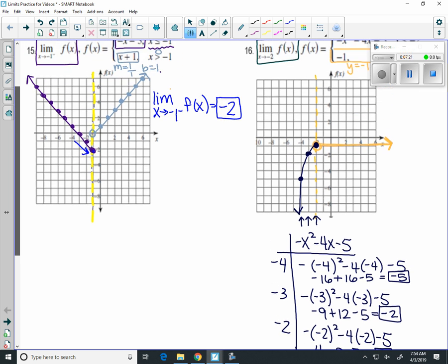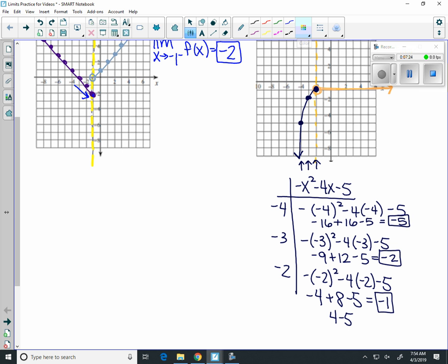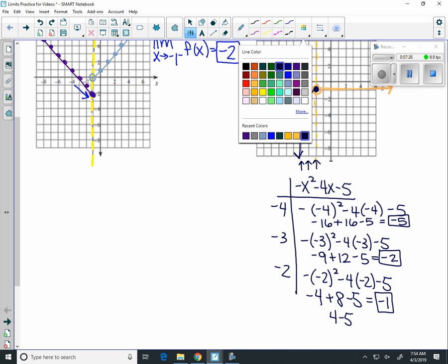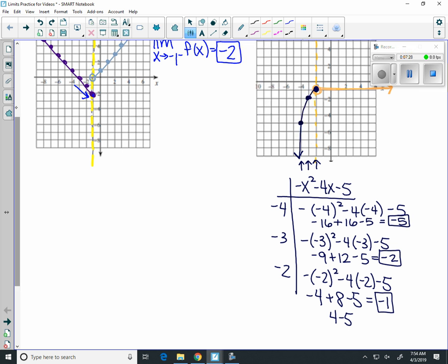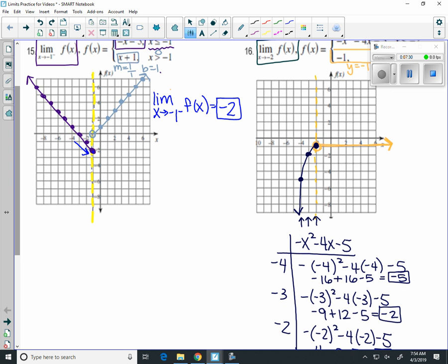We were doing all of that to evaluate the limit as we approach negative 2. So let's look at that limit now that we have this beautiful picture. From the left, our curve is going to negative 1. From the right, our horizontal line is going to negative 1. So our limit as x approaches negative 2 of f of x is negative 1.